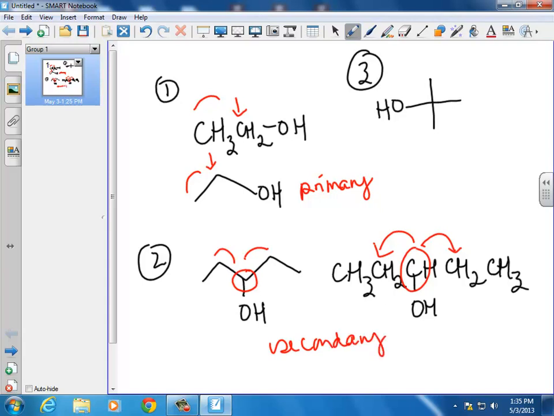Okay, this would be a tertiary alcohol. It's attached to a carbon atom right here in the center. That's attached to 1, 2, 3 other carbon atoms. Okay, so 3 other carbon atoms. So remember with bond line formula, you don't draw in your hydrogens. They're understood that they're there. So each of those carbon atoms I have labeled as 1, 2, and 3 on the third example, those are CH3 groups. Okay.